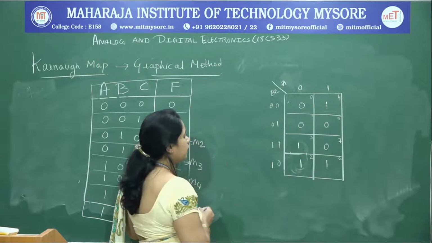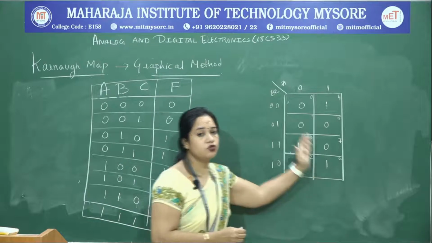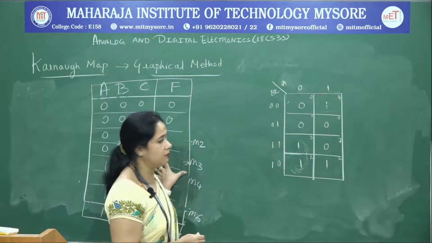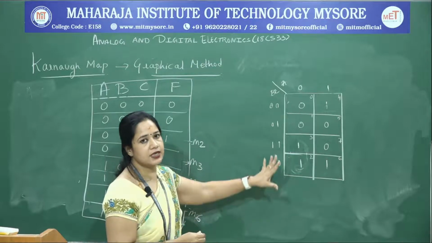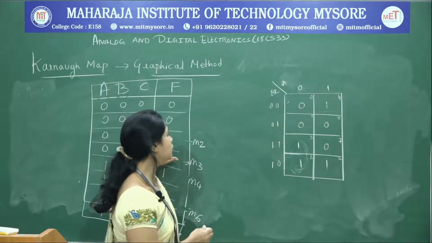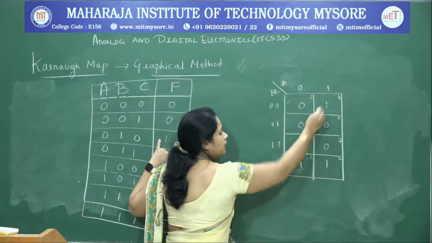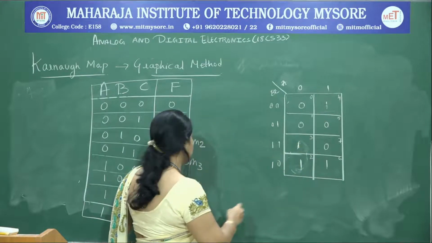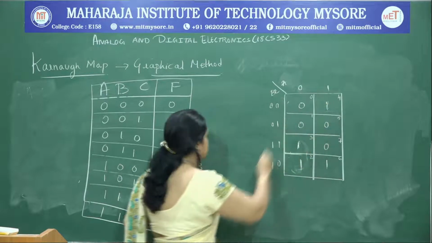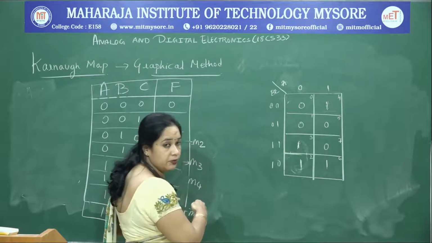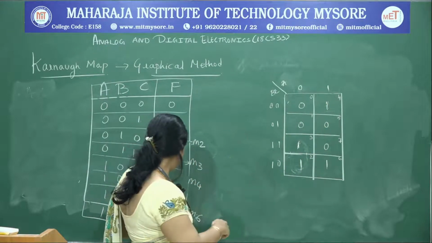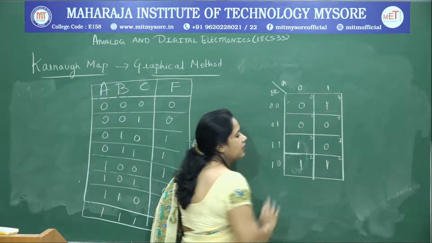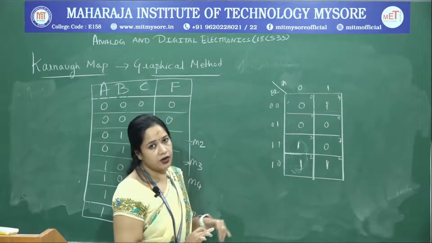You look into this table and mark a 1 in all those cells whose min terms are present in the given truth table, and all other cells are marked with 0. So, here we have M2, we mark M2 as 1, we have M3, we mark M3 as 1, M4 is present in the truth table, we mark 1, and M6 is also present, we mark a 1. All other cells are marked 0. Now, we try to identify groups.